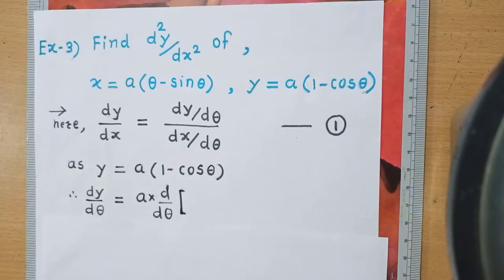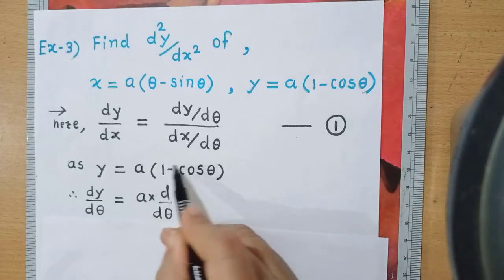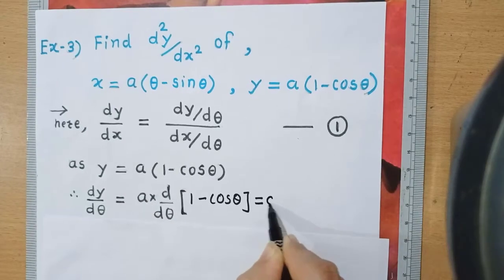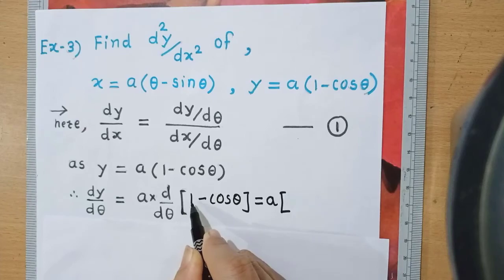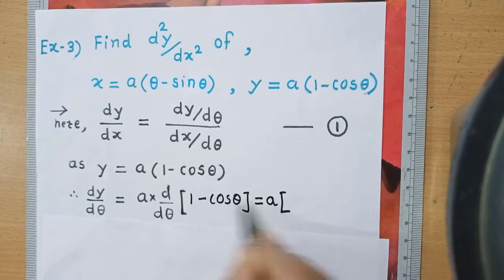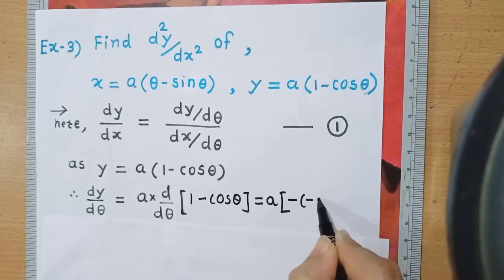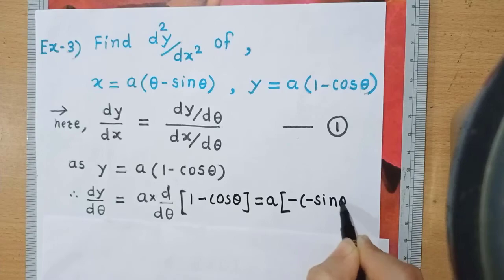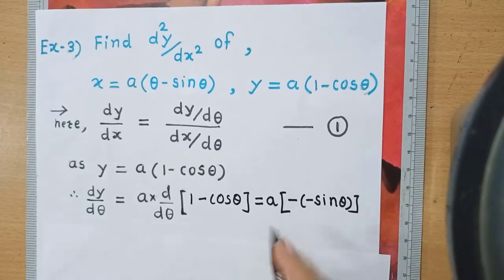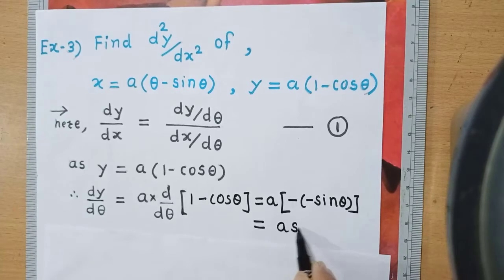So dy by d theta is equal to the derivative of a, which is constant, so its derivative is 0. So no need to write this minus sign, and the derivative of minus cos theta is minus sin theta, so again that is equal to minus minus plus, so a sin theta. Say this is equation 2.